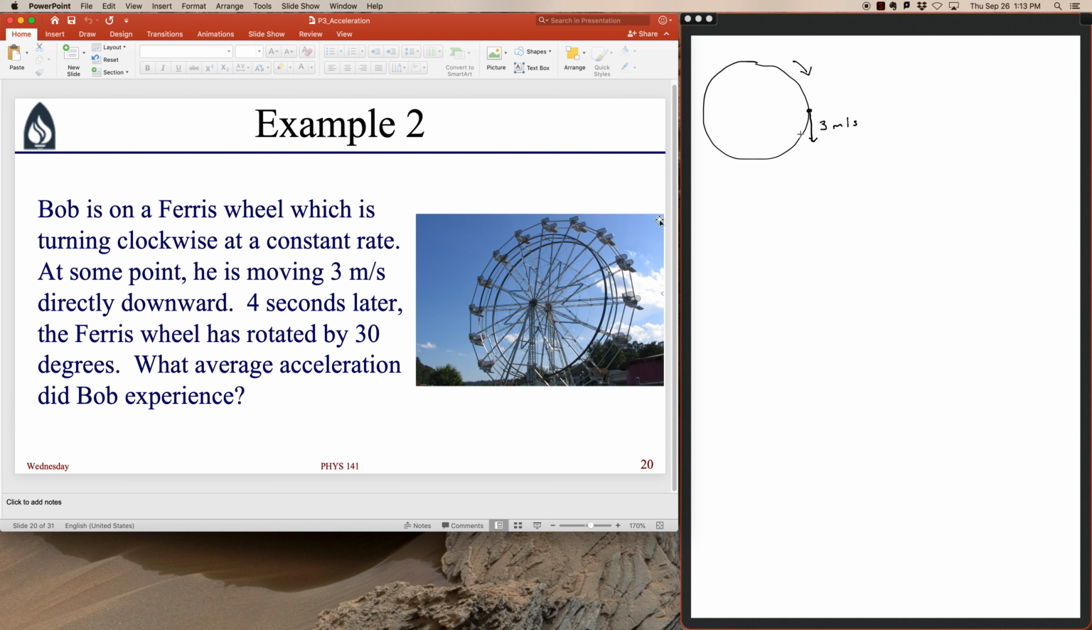And then at some point later, 4 seconds later, the Ferris wheel has rotated by 30 degrees. So if we draw a line out to where Bob is initially, 4 seconds later, that line will have moved by 30 degrees, and he will be moving in a direction like this that is also at 3 meters per second. And so we've drawn a picture of Bob's initial and his final velocity.